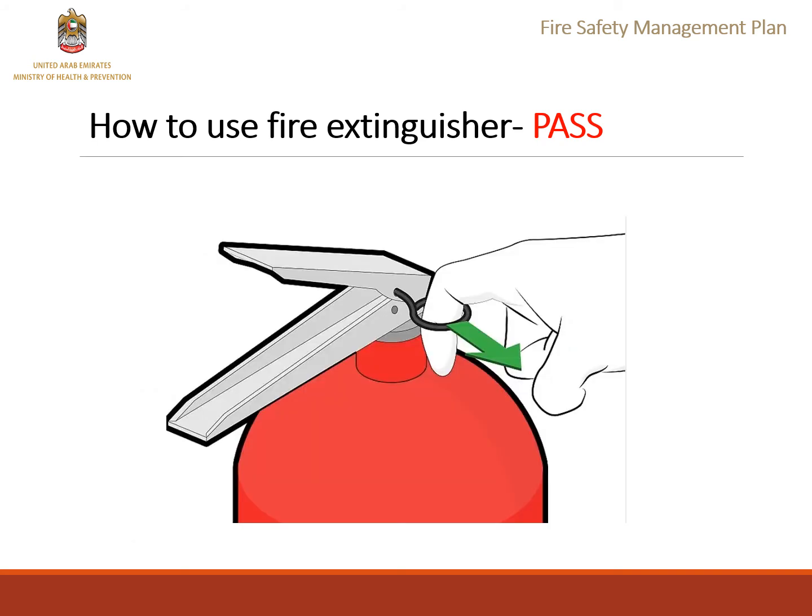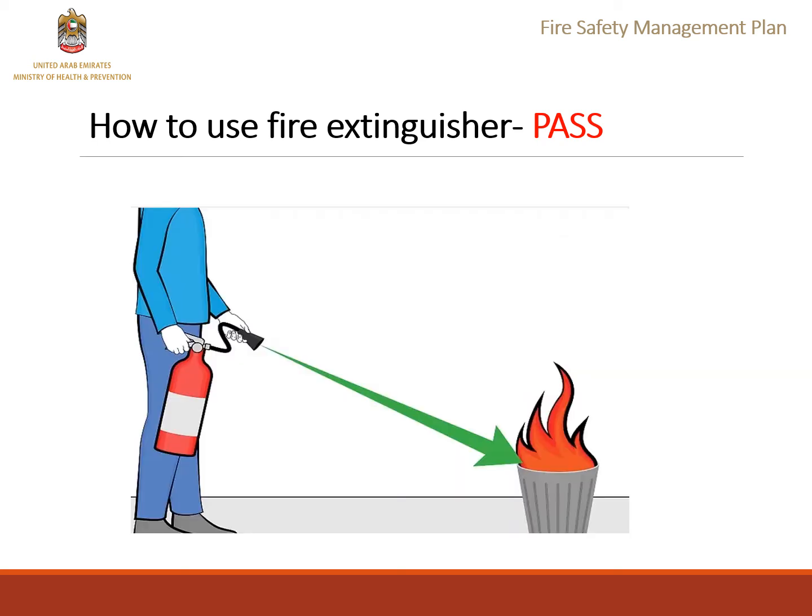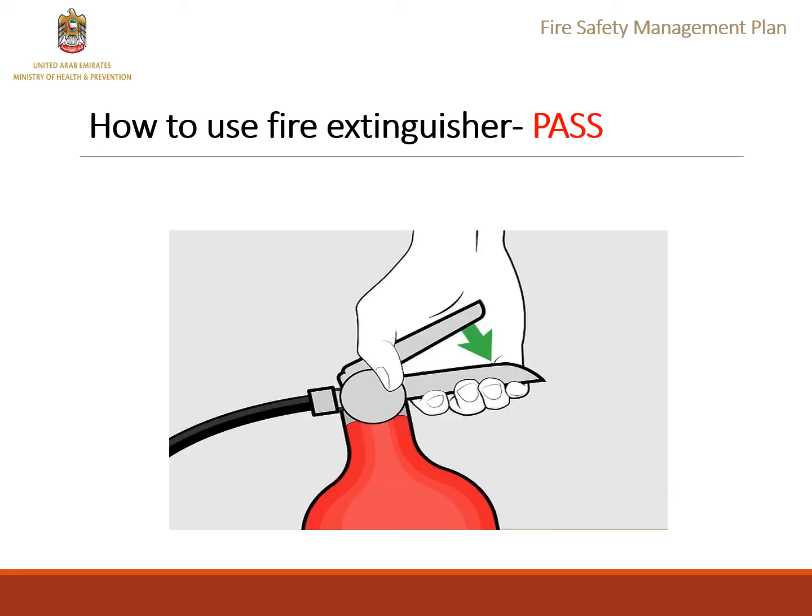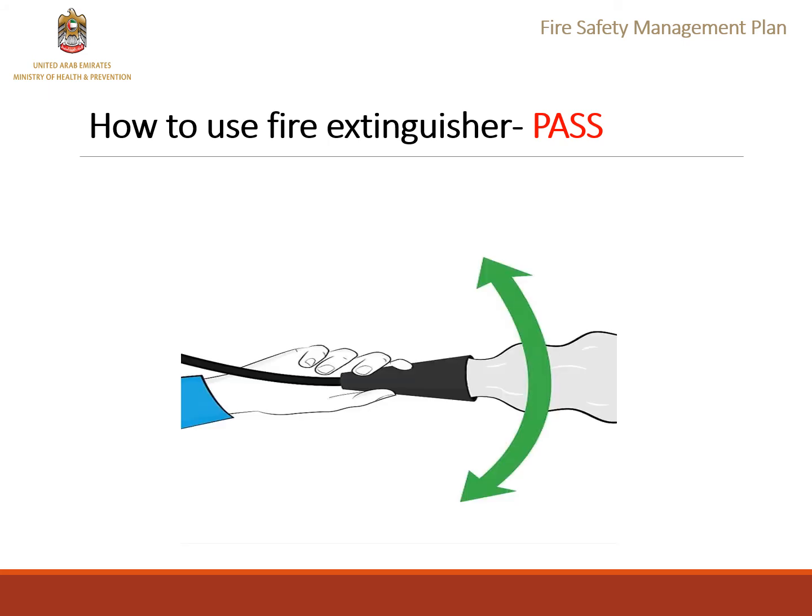So now that you are ready to use the fire extinguisher, you can implement the acronym PASS. P stands for pull the safety pin. A stands for aim at the base of the fire. S stands for squeeze the handle to release the agent. S again for sweep side to side. Towards the end of this presentation, Mr. Faiz will show you a demonstration on how to use the fire extinguisher.